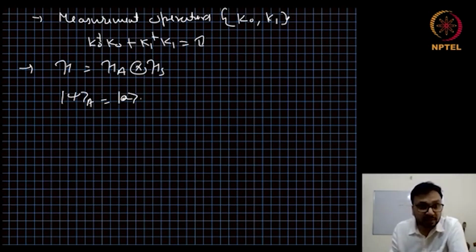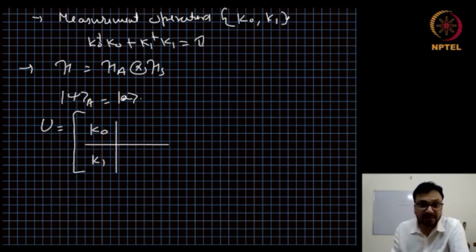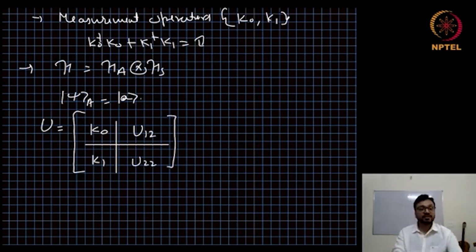And we have to have a unitary acting on the two. The unitary is chosen in such a way that the first block is K0, second block is K1. And then there are two blocks, let us call them U12 and U22. All of these four are 2 by 2 matrices. K0 and K1 are given to us. U12 and U22 are arbitrary in such a way that the total matrix U becomes a unitary.